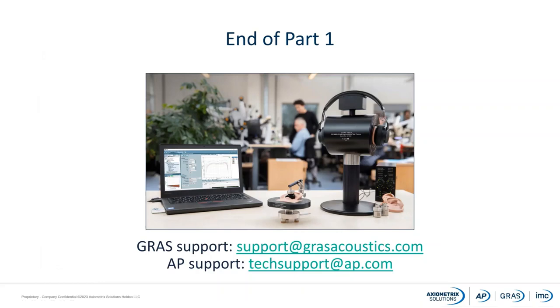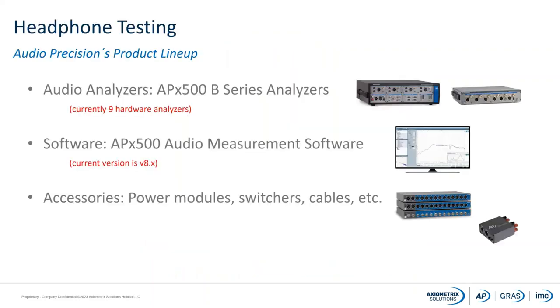I'm going to focus a bit more on the Audio Precision part, the AP part. For the ones in the audience that are not familiar with Audio Precision, this is the basic lineup of the company. We are selling audio analyzers. The current family of analyzers is called APx500 B series, and we have 9 different models. These analyzers are intended to be used together with AP software, which is called APx500 audio measurement software. Current version for this software is version 8.